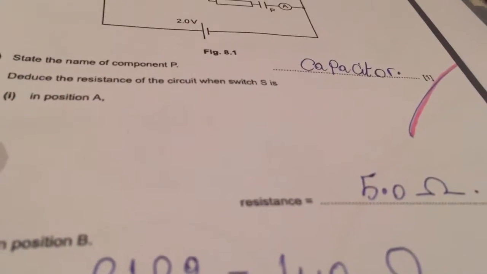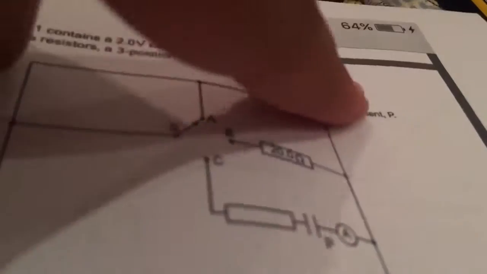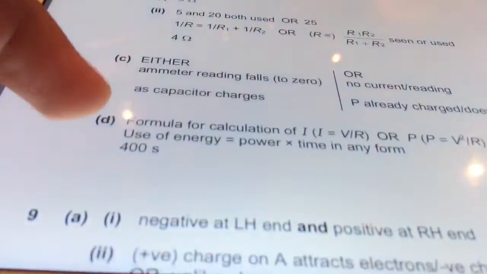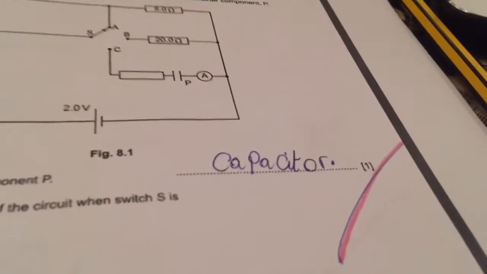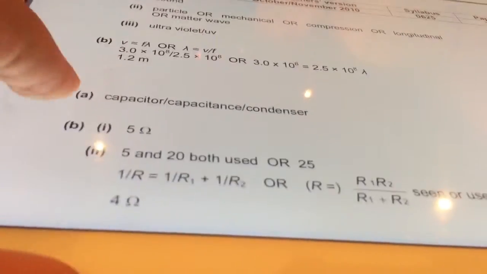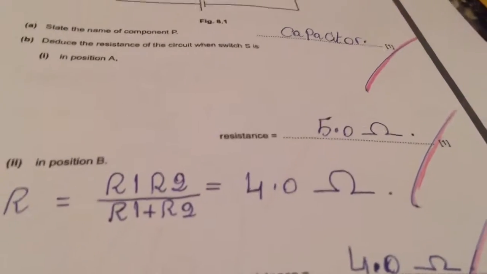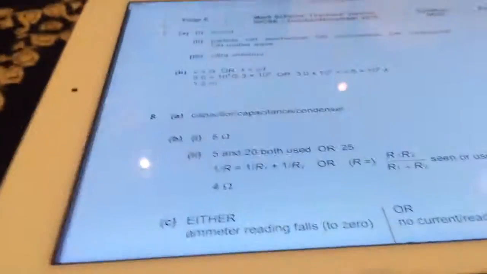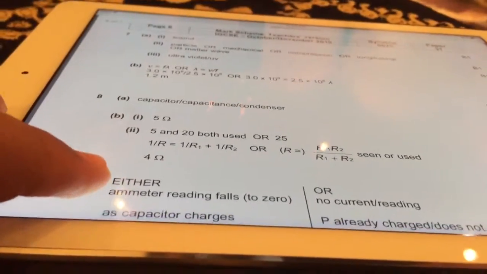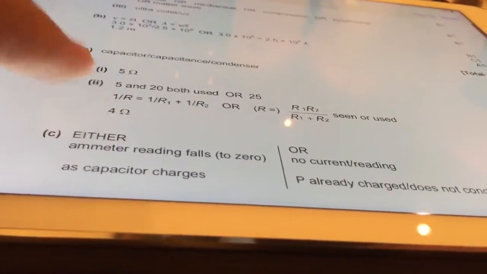Deduce the resistance of the circuit when switch S is in position A. So S, let's take it to A. It's basically connected to this, so it's 5.0 ohms. Let us check the mark scheme. 8A, capacitor. 5 ohms, good. Position B, R equals R1 times R2 over R1 plus R2, which is equal to 4.0 ohms. There is nothing to be messed with here. Anyway, the final answer is 4 ohms, as we found it.